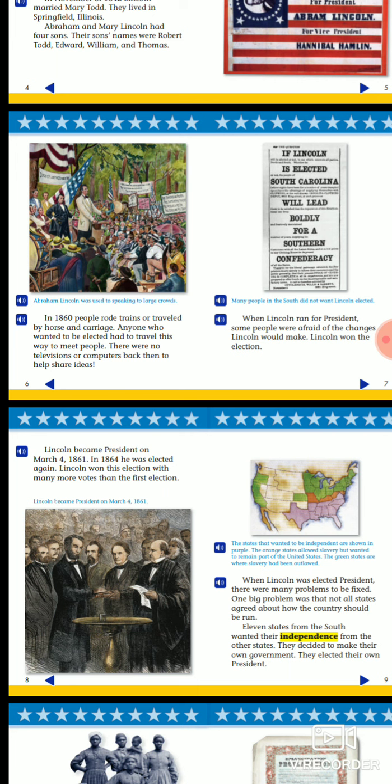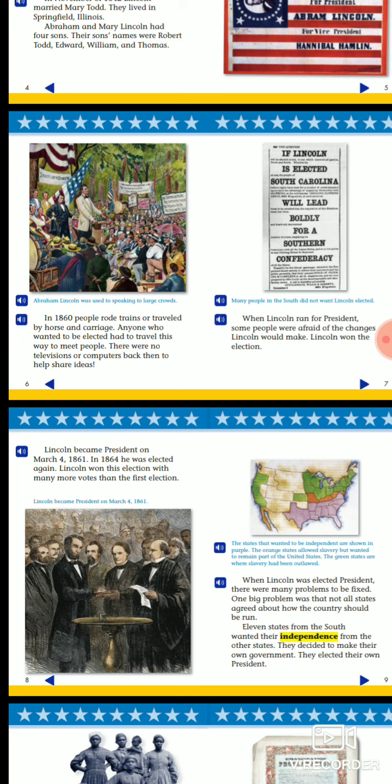Lincoln won the election. Lincoln became president on March 4, 1861. In 1864, he was elected again. Lincoln won the election with many more votes than the first election.